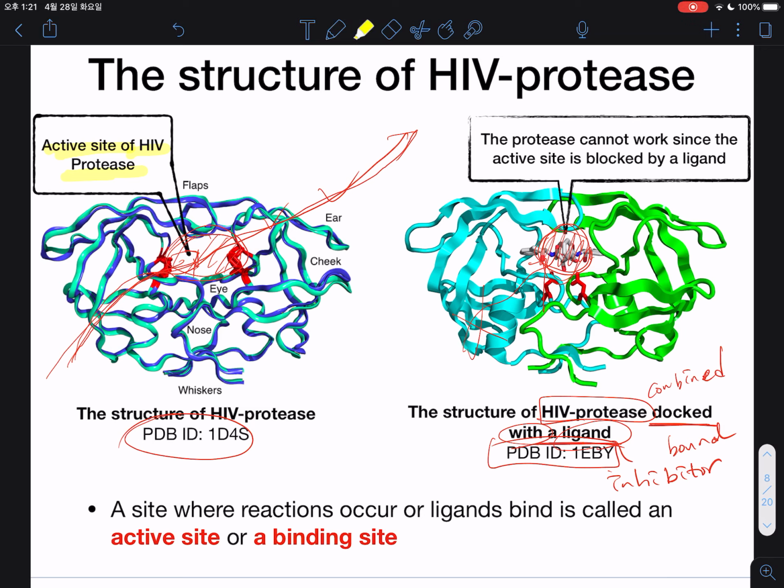So here the important concept is that the site where a reaction occurs or ligands bind is called an active site or a binding site. The active site of an enzyme means the actual substructure where chemical or biological reactions happen. Okay?